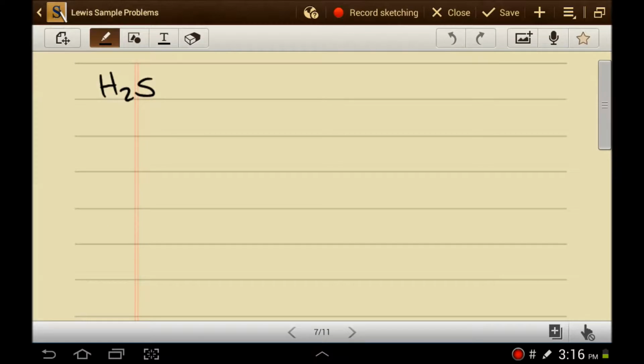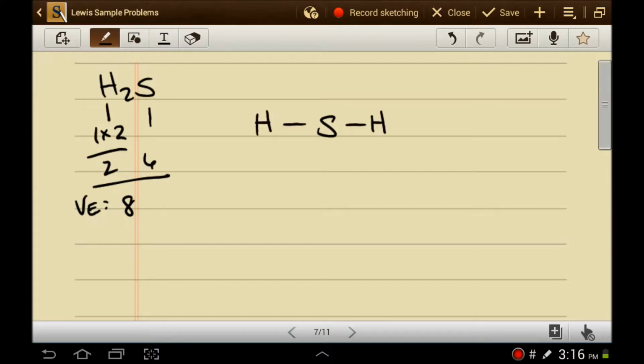You try it. See if you can determine the correct Lewis dot structure for hydrogen sulfide. Totaling the valence electrons, there's 1 times 2 is 2, plus the 6 from the sulfur makes 8 total. The central atom is the sulfur. We give everyone 1 bond to the sulfur. The hydrogens do not receive an octet because the hydrogens max out at 2. We've used 4 electrons in our structure. That leaves 4 left over. The extra electrons go on in pairs.